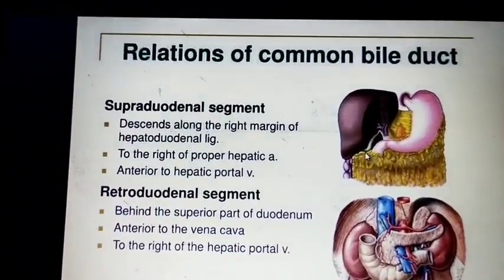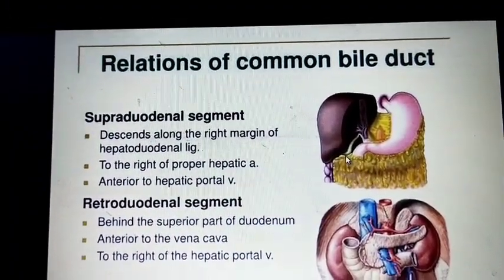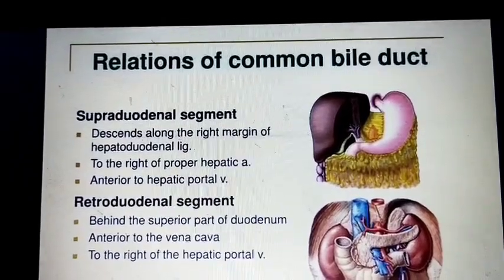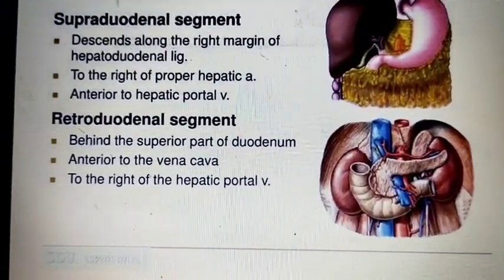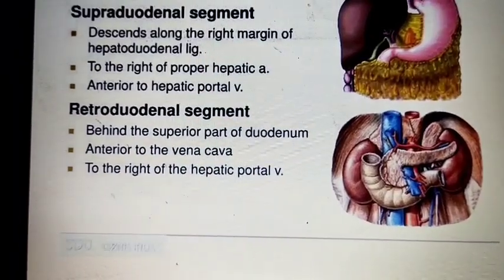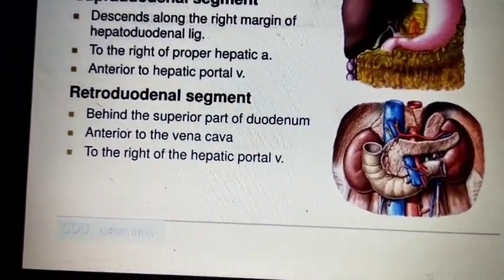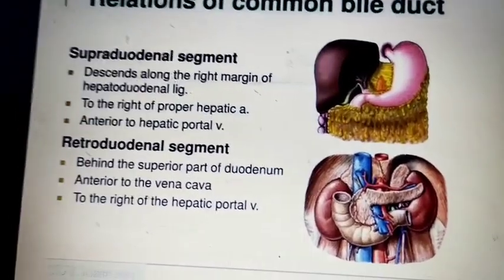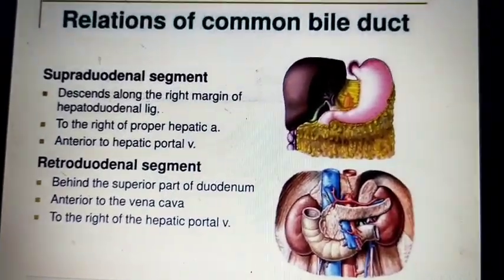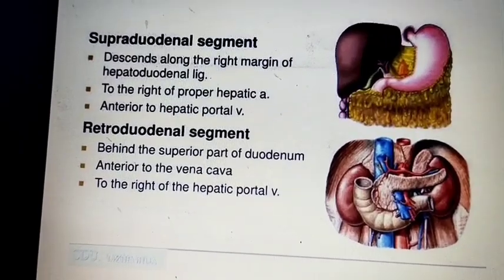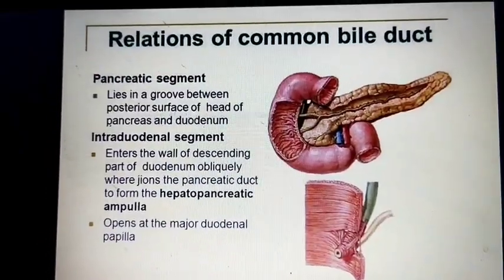And the retroduodenal segment is present just behind, or posterior to, the first part of the duodenum, behind the superior part of the duodenum, anterior to the vena cava, and to the right of the hepatic portal vein, or lateral to the portal vein. Can go for the next.